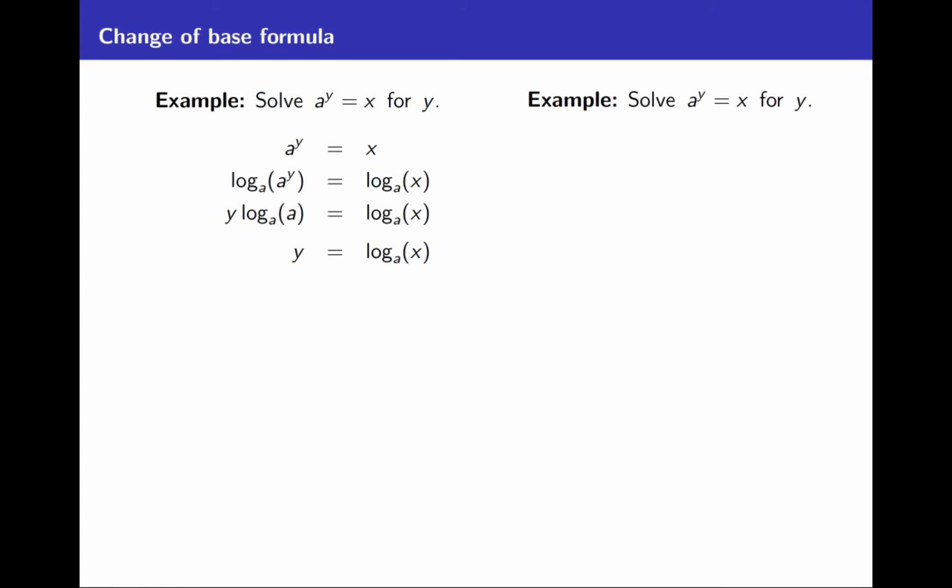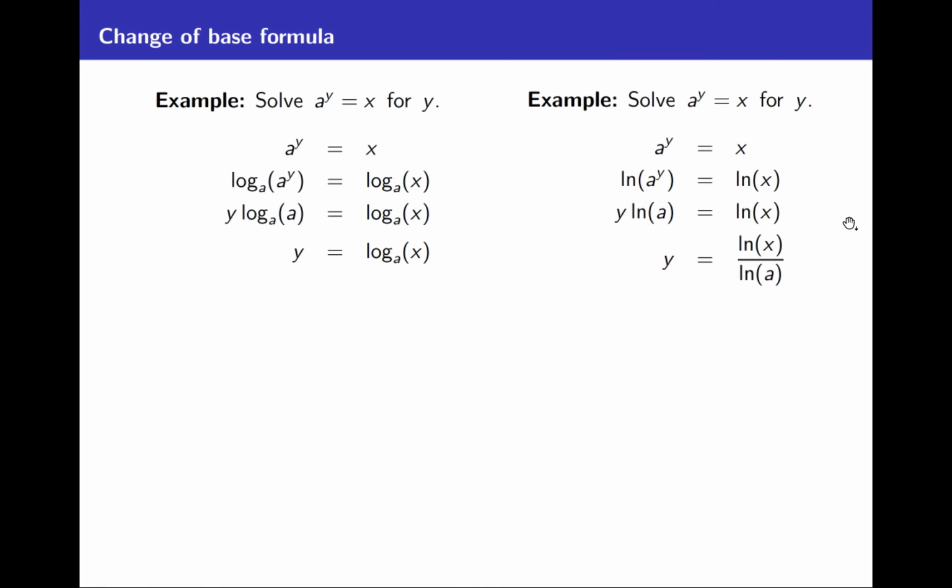By comparison, let's take this exact same problem, solve a to the y equals x for y. But this time, let's solve it not by taking log base a of both sides, but by taking ln of both sides. We should get the same answer. Taking ln of both sides, we get this. But ln of a to the y, that's going to be y times ln of a with that wonderful ln property. So we get y times ln of a equals ln of x.